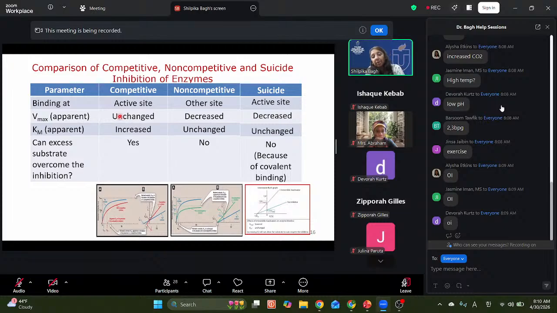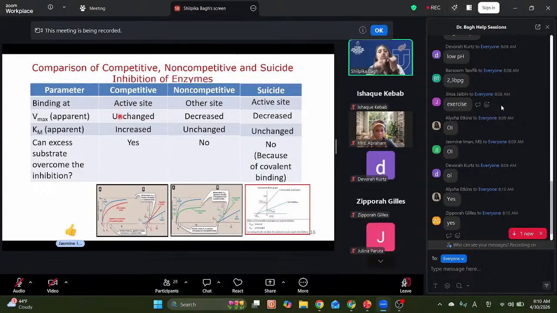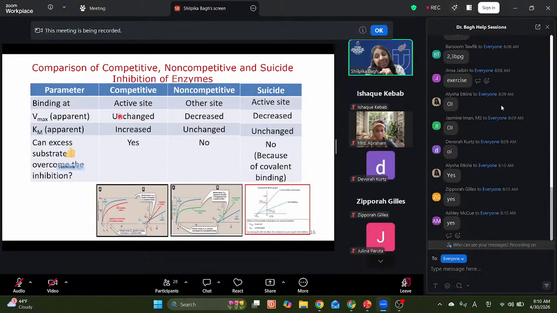Competitive versus non-competitive inhibition. I'm just touching the points because they are our objectives. I'm just trying to bring your attention. I hope this is helping everyone. Everyone, it's clear? Competitive versus non-competitive inhibition. In competitive inhibition, the inhibitor binds to the same site as the substrate binding site. The inhibitor and substrate compete for that same site. You can overcome the inhibition by increasing substrate concentration.